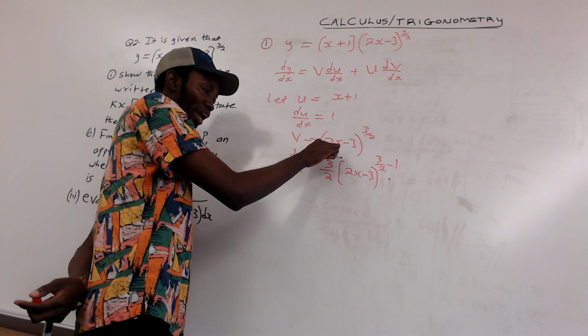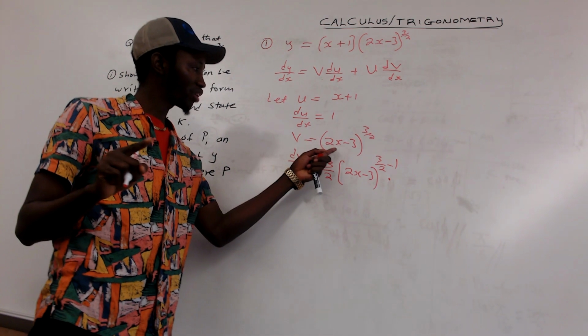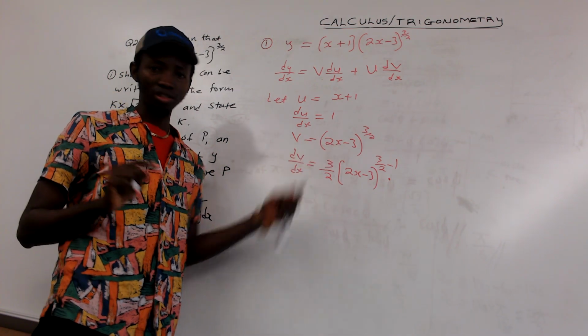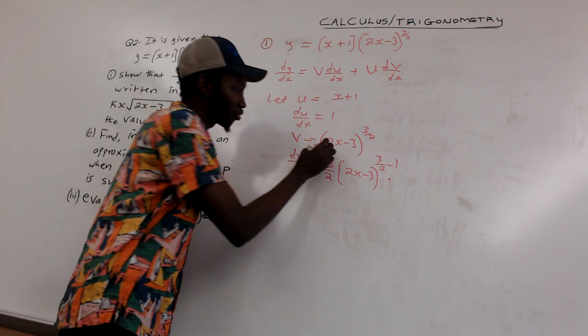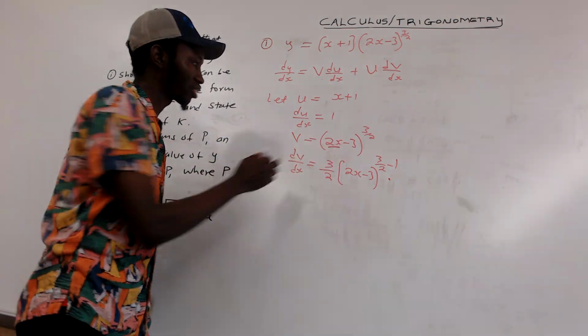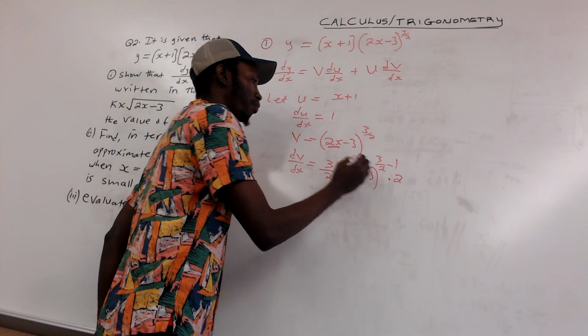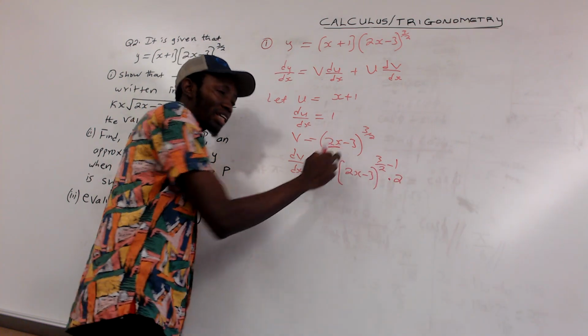If you differentiate 2x, like I was saying, when you differentiate a linear term, the answer is going to be the coefficient of the linear term. So if we differentiate 2x, the answer is going to be 2, minus, if we differentiate a constant, it is 0.